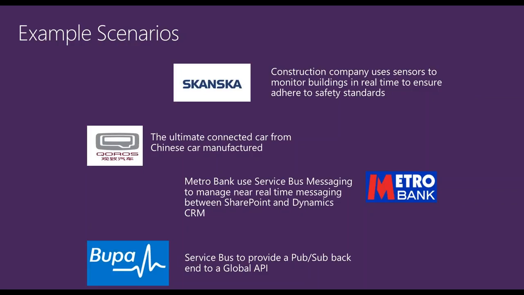And the final one, which I've talked about in the past, was when I worked at Boober, we had this global API where we used Service Bus to do pub/sub across different businesses in different countries. So the idea was you could send a message to a central API, and then it would route to our local branch in Denmark or the UK, or other countries depending on various routing rules. So there's some pretty interesting scenarios there.